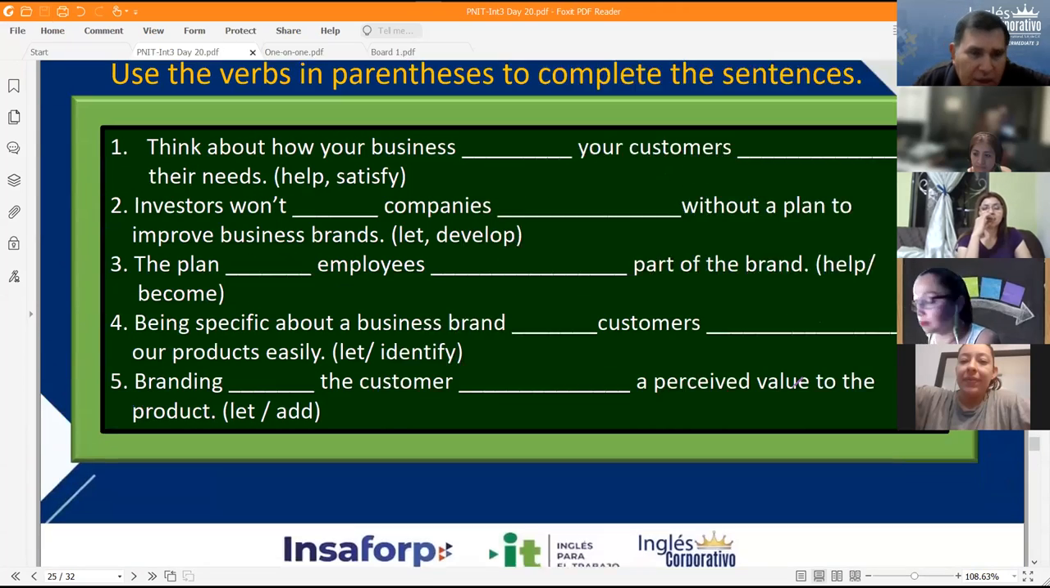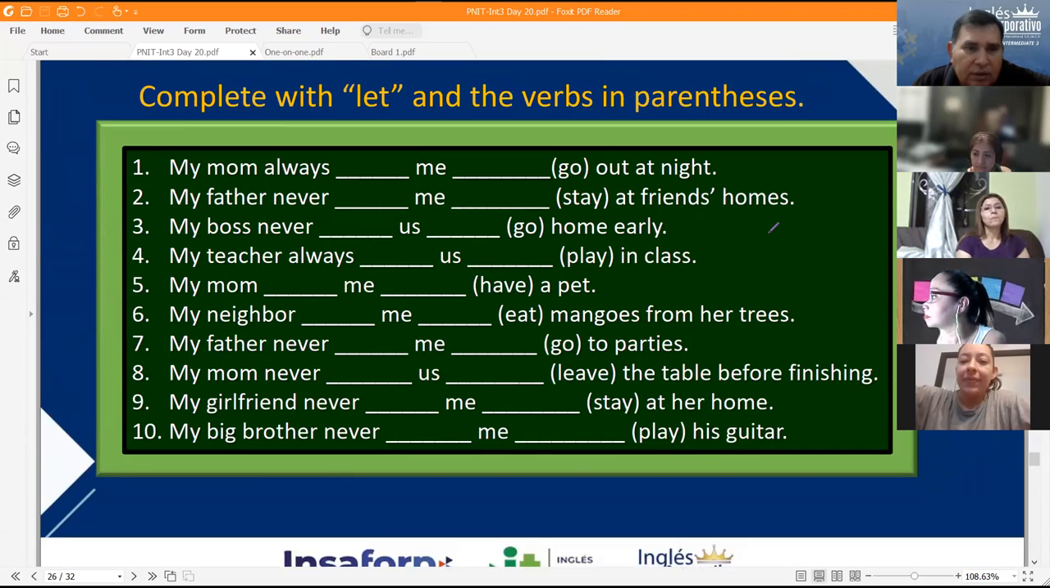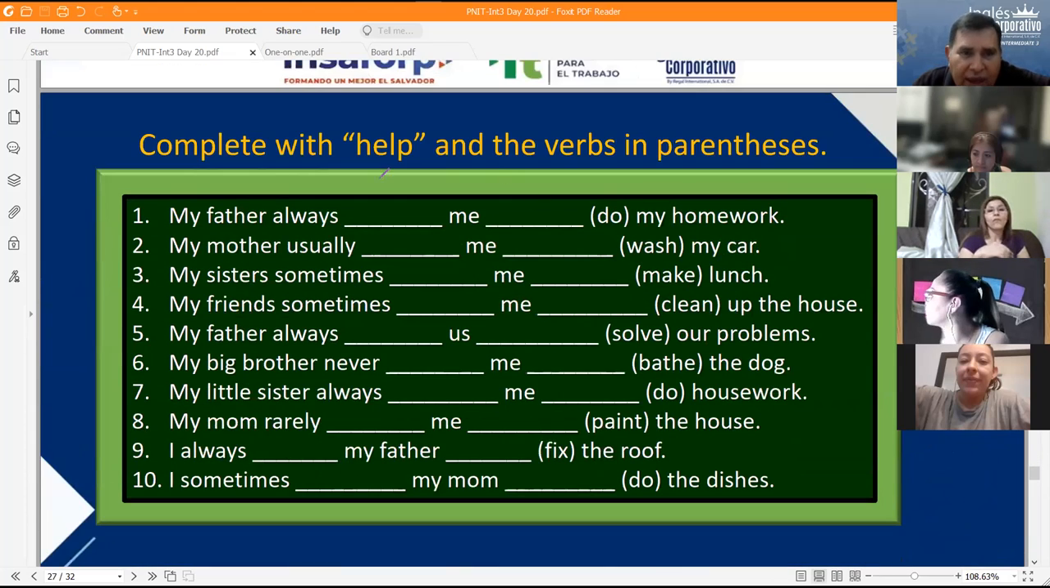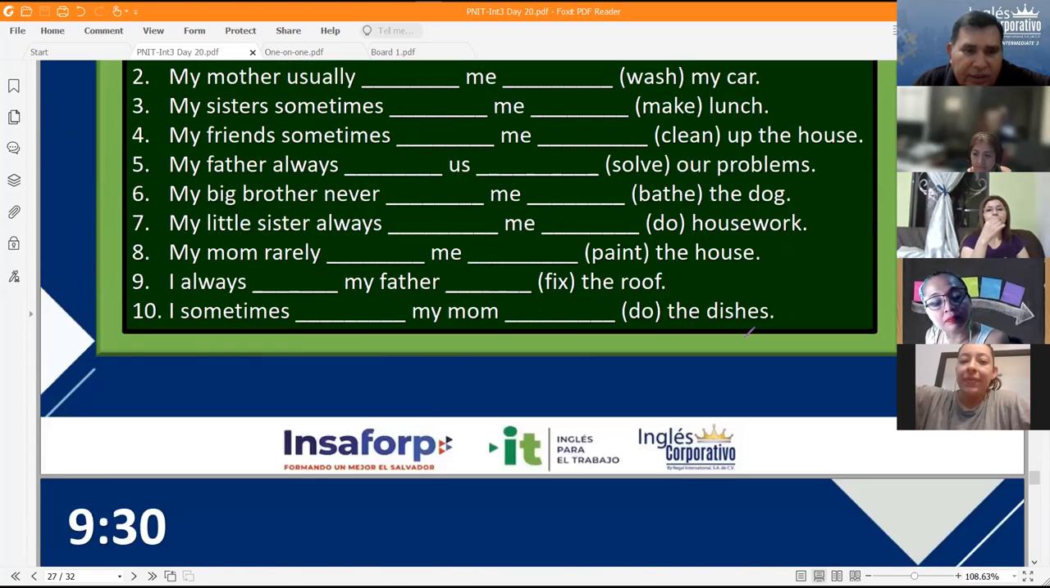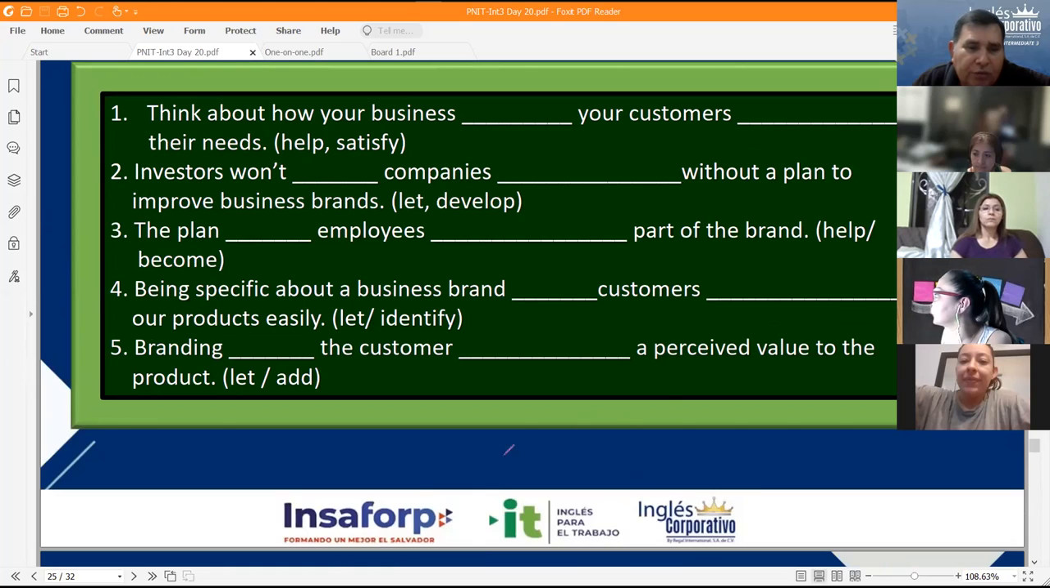All right, now let's get to the exercise. You're going to be working with your partners in these ones. This is the example. Use the verbs in parentheses, help, satisfied, etc., to complete the sentences. In the first exercise, there are only 5. Then in the second, in my examples, you see that there is a drawing here, a house. You have the steps. Let and the verbs in parentheses. Here, help and the verb in parentheses. Okay, that's it. Only those three exercises. So I'm going to send you to the groups for you to work together and do it. The exercises are easy, not complicated.